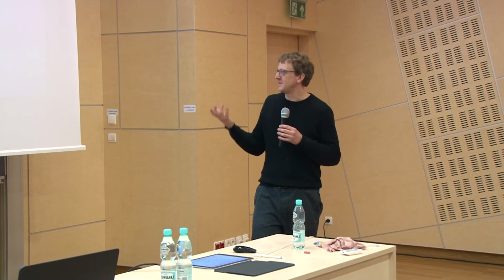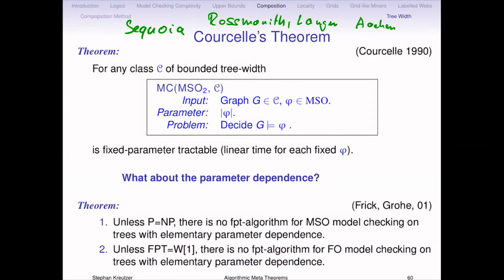Yeah, maybe. But the point is, like I said, how to compute the tree decomposition. If you have it, then this would be very quick. But I don't want to advertise this as the next industrial tool.